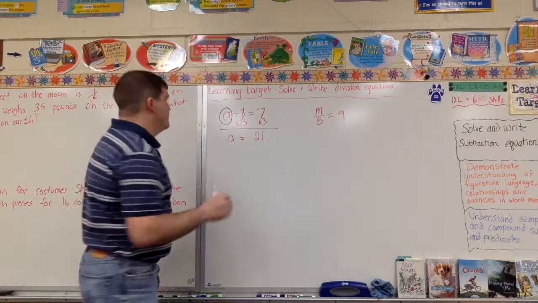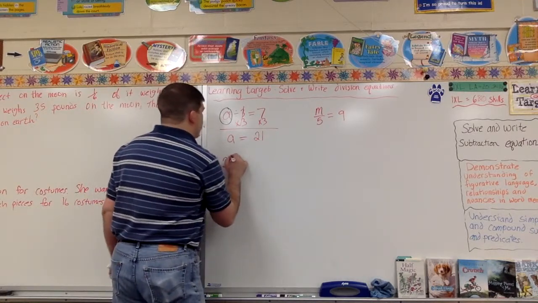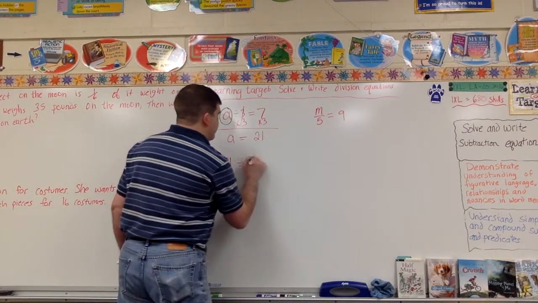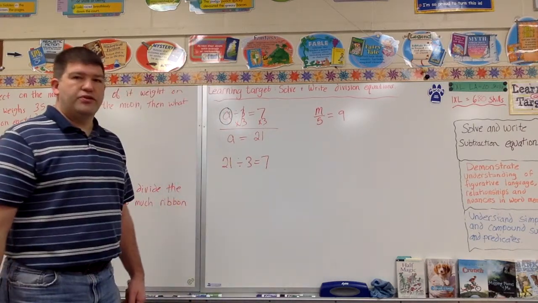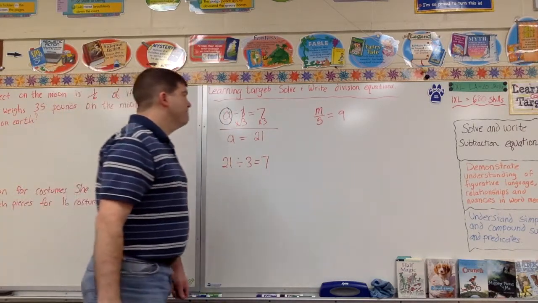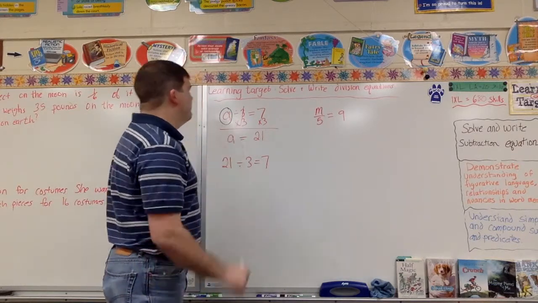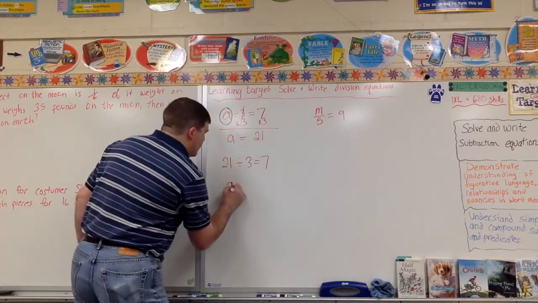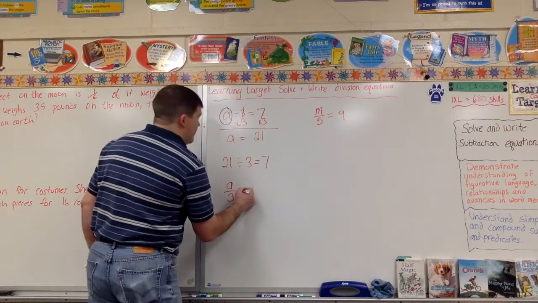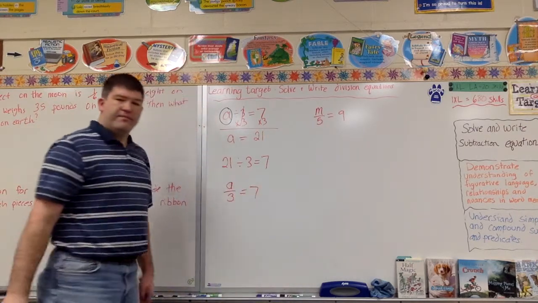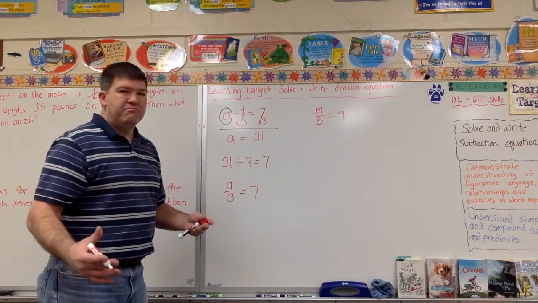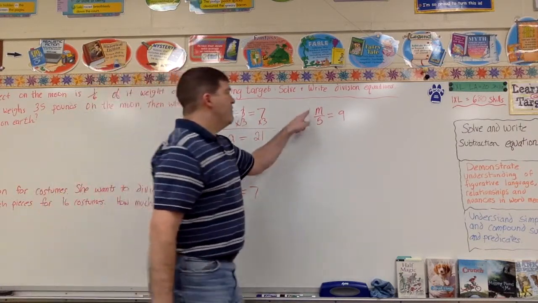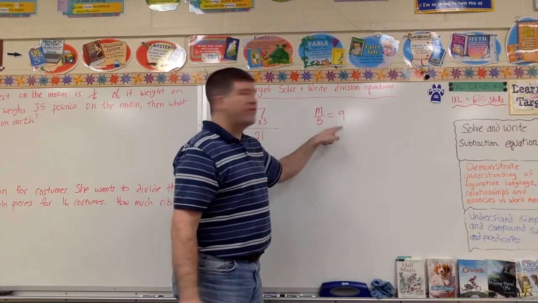Now let me make sure this is okay. If a is 21, 21 divided by 3 equals 7. And that is true. Okay. Now with this one I could have written it like this, a over 3 equals 7. A over 3 is the same as saying a divided by 3. It's the same way. So we come here and we have m divided by 5 equals 9.